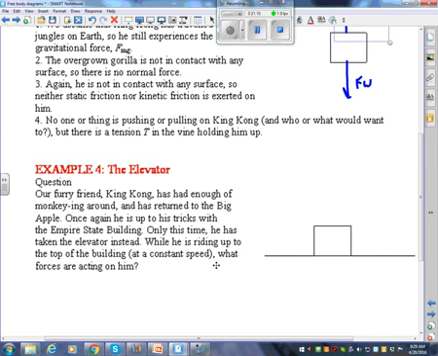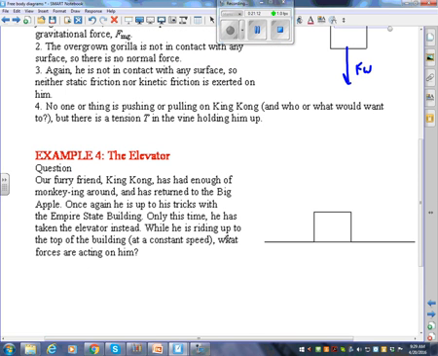Okay, the elevator. How about you try this one? You try the elevator. I'm going to go do attendance. You try the elevator, and then we're going to give you the answer.